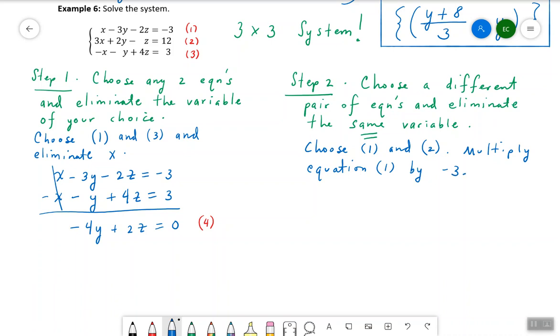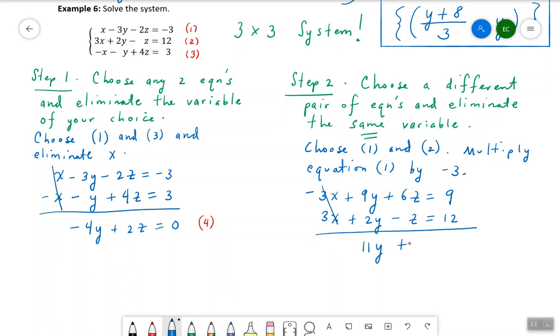Okay, so again, be careful so we don't make a silly mistake. Multiply the first equation by negative 3. We're going to get negative 3x plus 9y plus 6z is equal to positive 9. And then the second equation, we don't have to do anything except copy it down. And then when we add them together, we get 11y plus 5z is equal to 21.